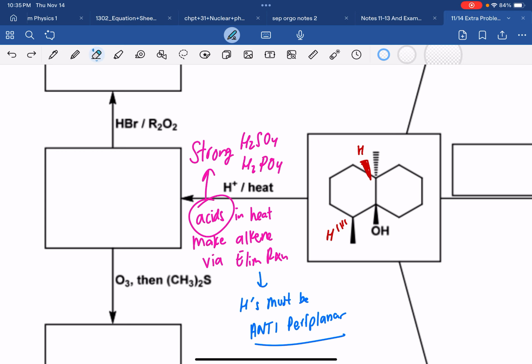And then if you're wondering why we didn't eliminate on this side, like here, this would make a trisubstituted alkene because it would be attached to 1, 2, 3 things. But on this side, if we do it, it'd be attached to 1, 2, 3, 4. So this is more substituted. So that's why we go left.